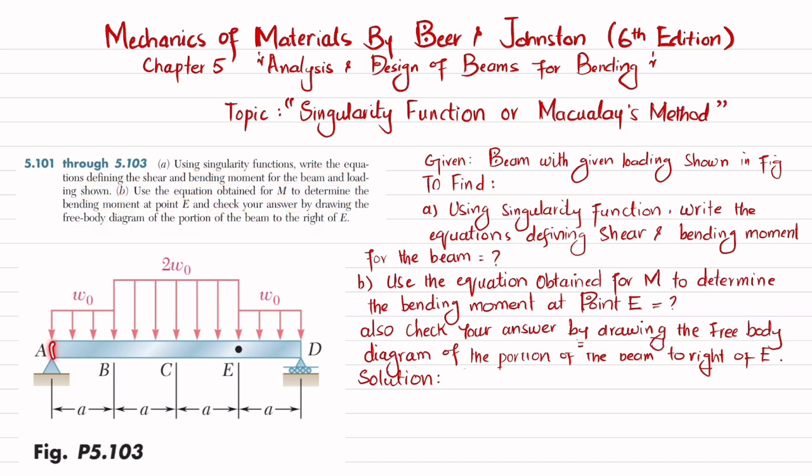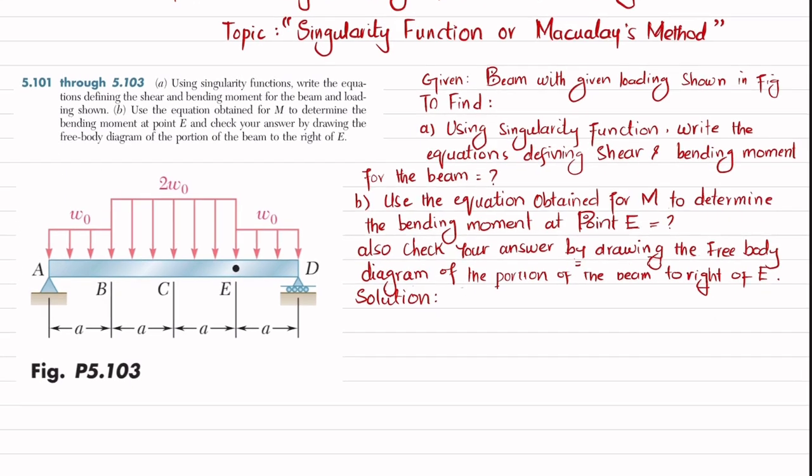So you can see this is a simply supported beam having a pin support at A and a roller support at D, with a distributed load from A to B having magnitude W naught, from B to E having magnitude 2W naught, and from E to D it is W naught. So what we will do is find the equation of shear and bending moment by using the singularity function. Let's start with the first part.